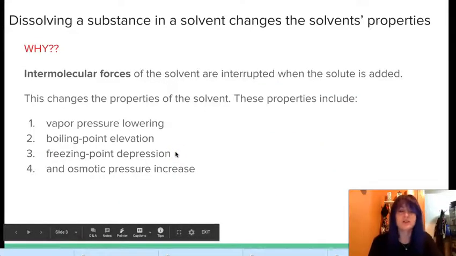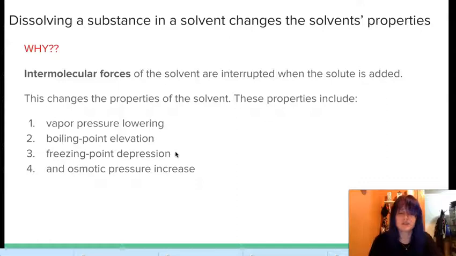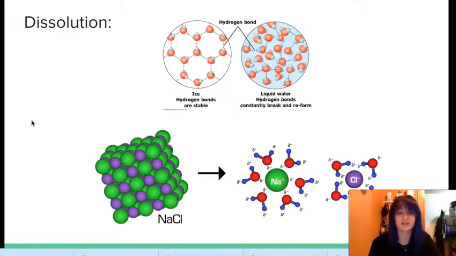Alrighty. So dissolving a substance changes that solvent's properties. Why is this? The reason is because the intermolecular forces get interrupted once you add the solute particles. And as we learned, intermolecular forces are key in determining physical properties, such as these here. So when you add a solute to a solvent, these 4 properties will change. So vapor pressure is going to decrease, boiling point will increase, freezing point will decrease, and osmotic pressure will increase.